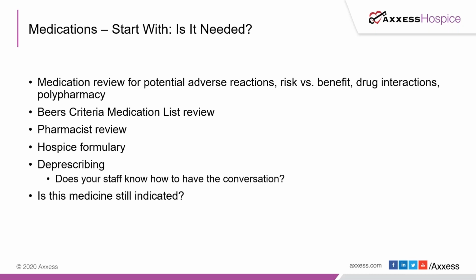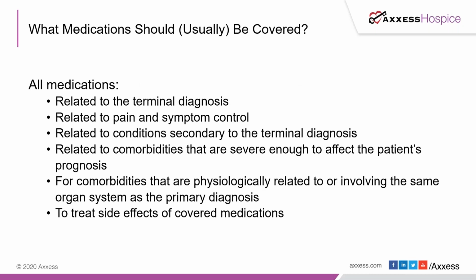Another example of this might be some oral chemotherapy agents meant to slow the progression of cancer. Once they're on hospice, is that still an indication if you're truly hospice appropriate at that point? So starting with, is the medication needed? And moving on to what medications should be covered.